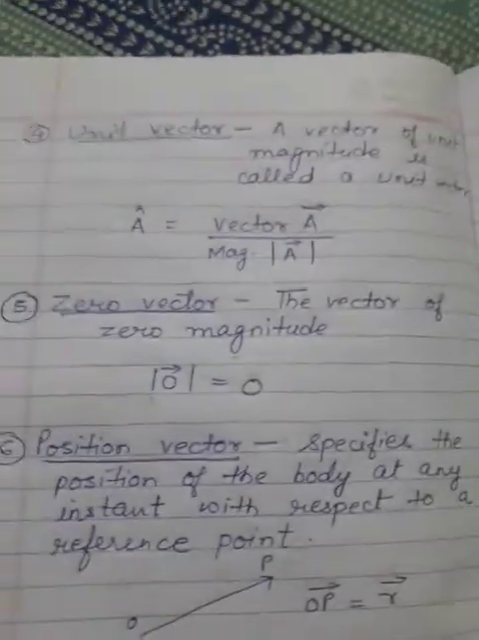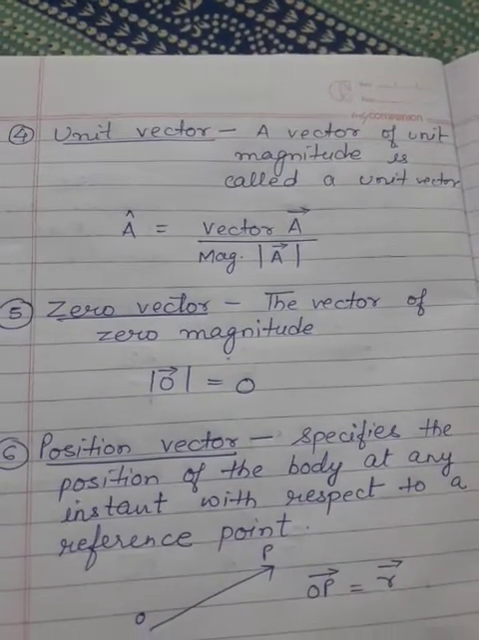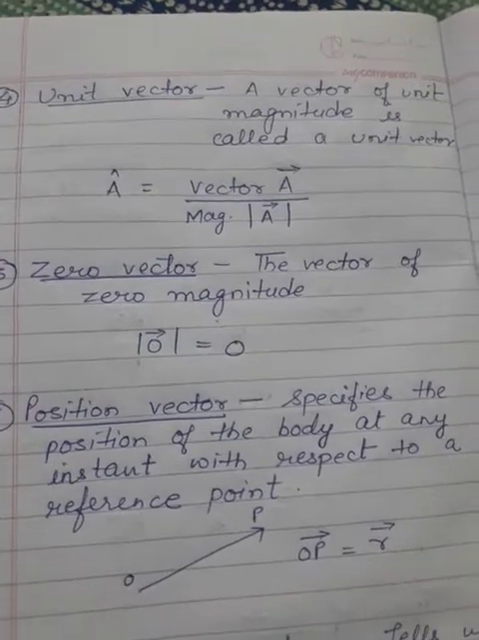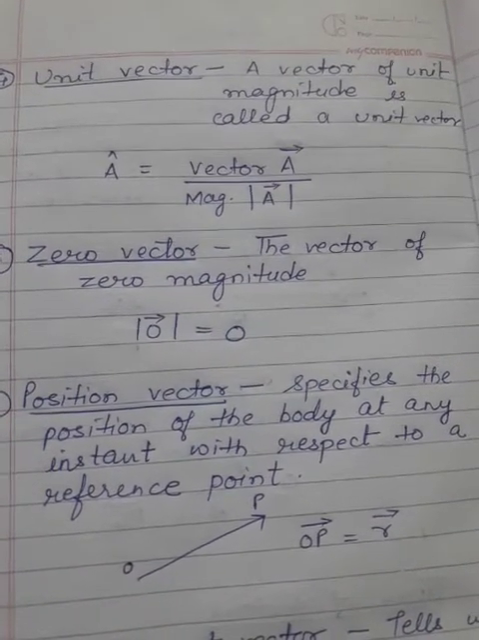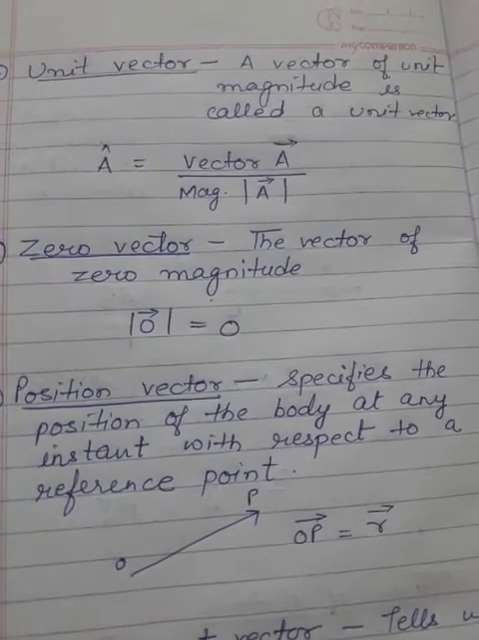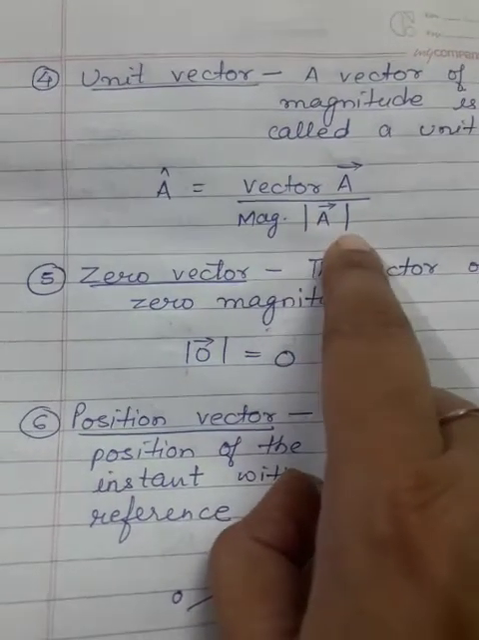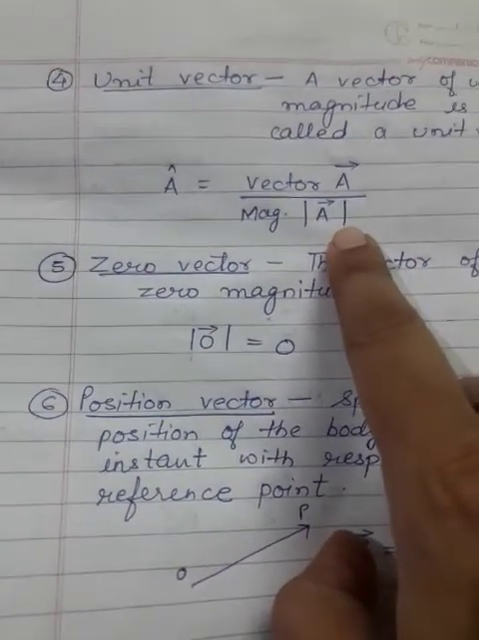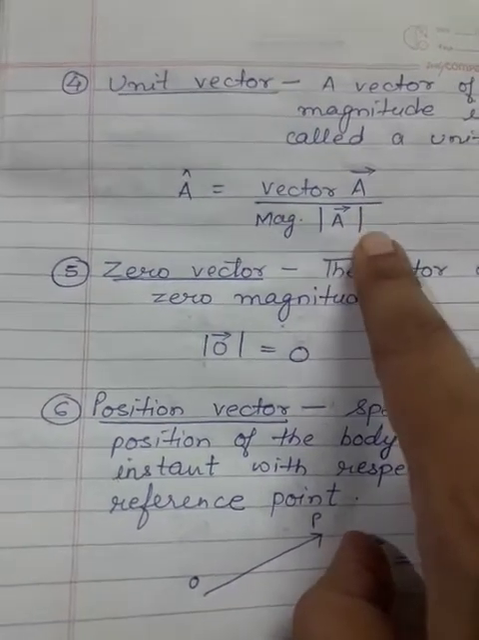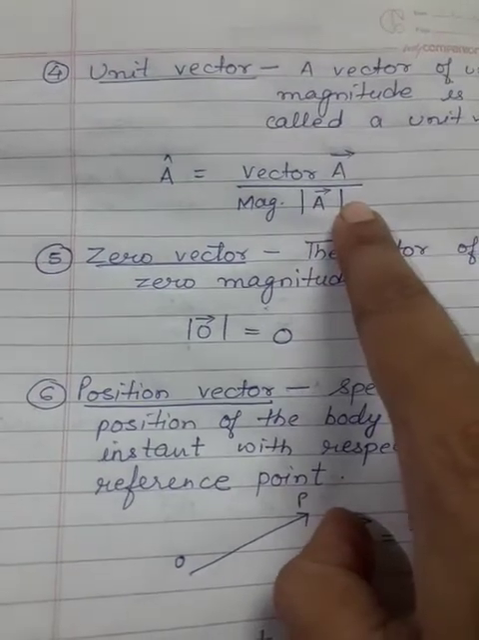Next is the unit vector. A vector of unit magnitude is called a unit vector. Unit stands for 1. That means vector A is equal to vector A upon the magnitude of vector A, mod of vector A. Mod is a relation in mathematics which makes all the values positive. So that is your unit vector.